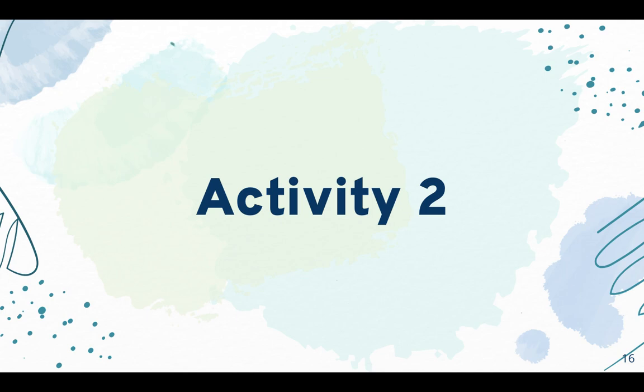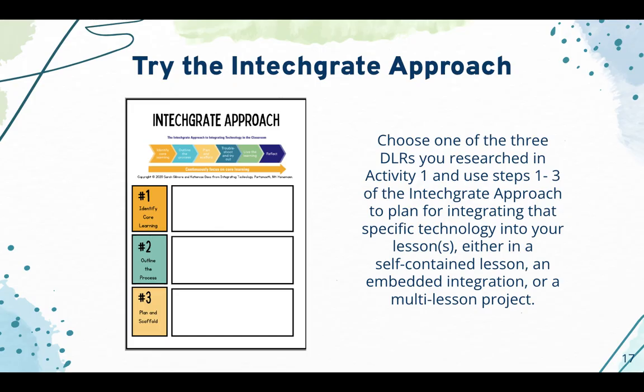Because our second activity is digging a little deeper into one of the DLRs that you have suggested. You're going to choose one of the 3 DLRs that you researched in Activity 1 and use steps 1 to 3 of the Integrate approach to plan for integrating that specific technology into your lessons. You can choose either a self-contained lesson, an embedded integration, or a multi-lesson project. This form is also linked in our Google Classroom.